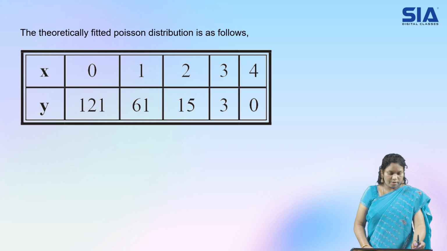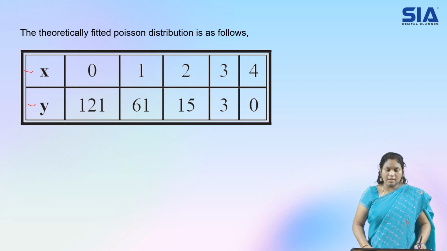Check it out, I have written here all the answers, the x values and the expected values, whatever we have obtained in the last column. So this is how you solve the Poisson distribution problem.